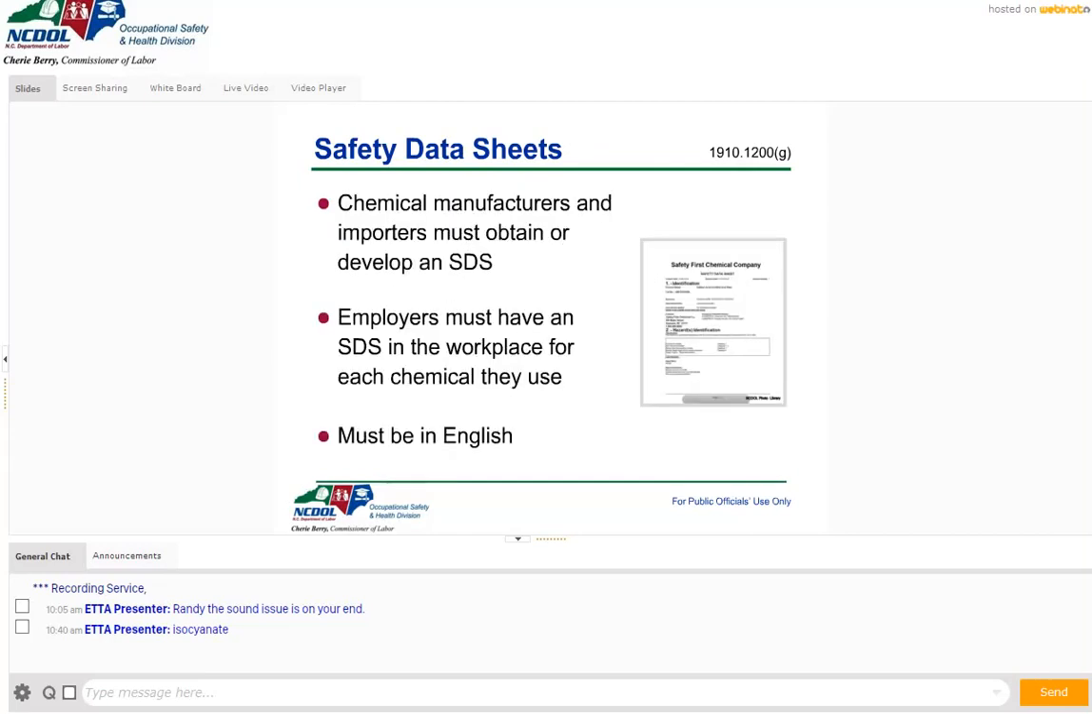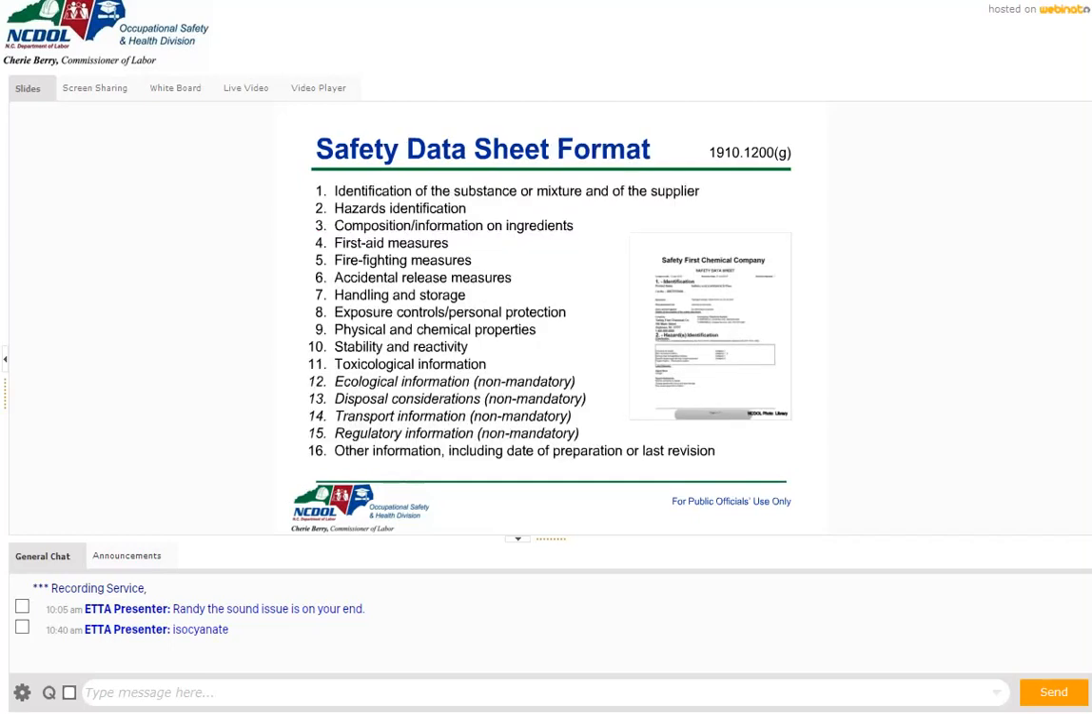Okay, so your manufacturers and importers must develop or obtain the safety data sheet, and employers must maintain those for every chemical they have, and it must be in English. And these are all the sections, and I'm not going to read through this. Most of y'all, I'm sure, are familiar with all the different sections of a safety data sheet.